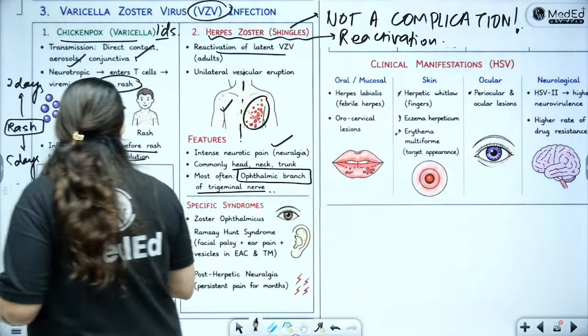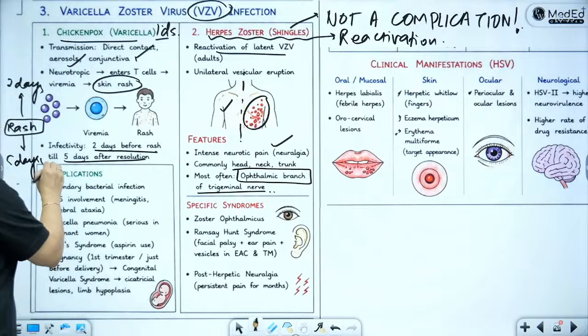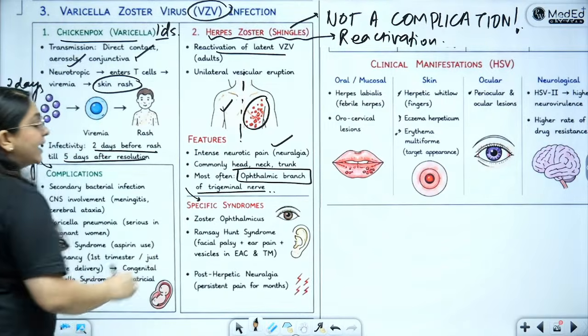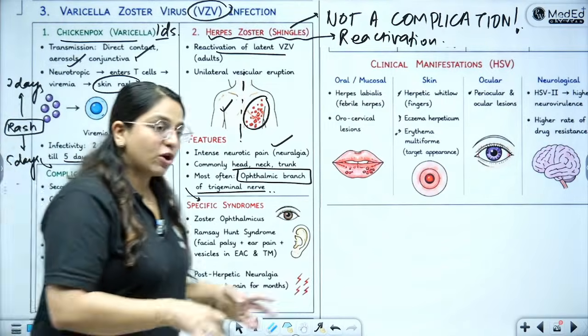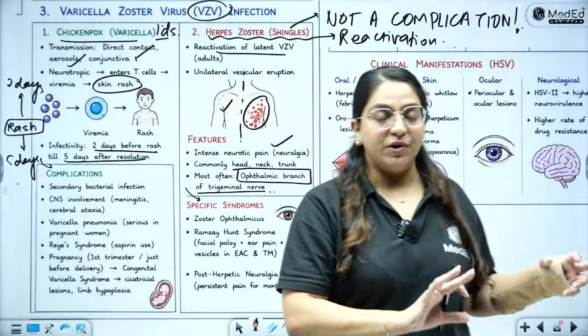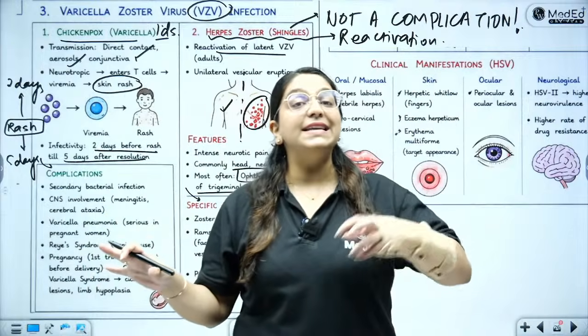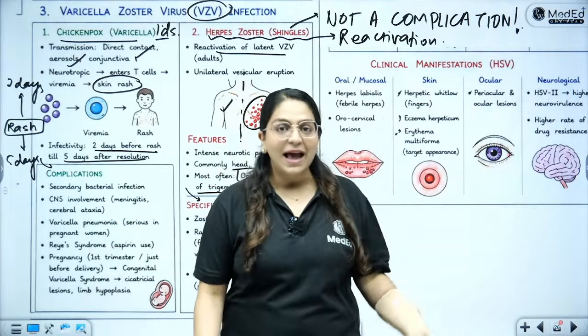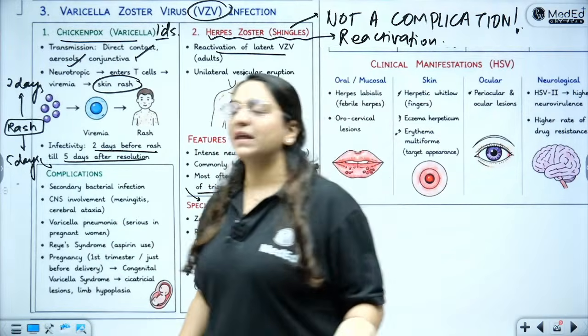So what are the complications of chickenpox? Then what are the complications of zoster? Okay, they are separate. Chickenpox is totally separate, zoster is totally separate. One is a primary disease, one is a reactivation. Both of them can have complications.